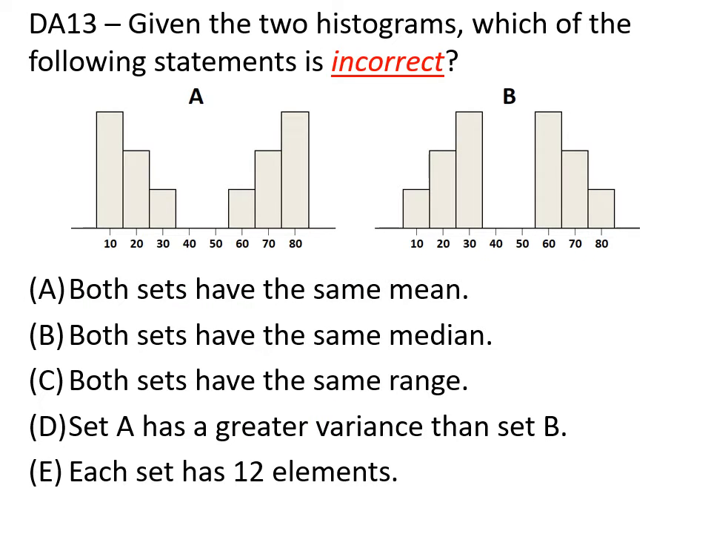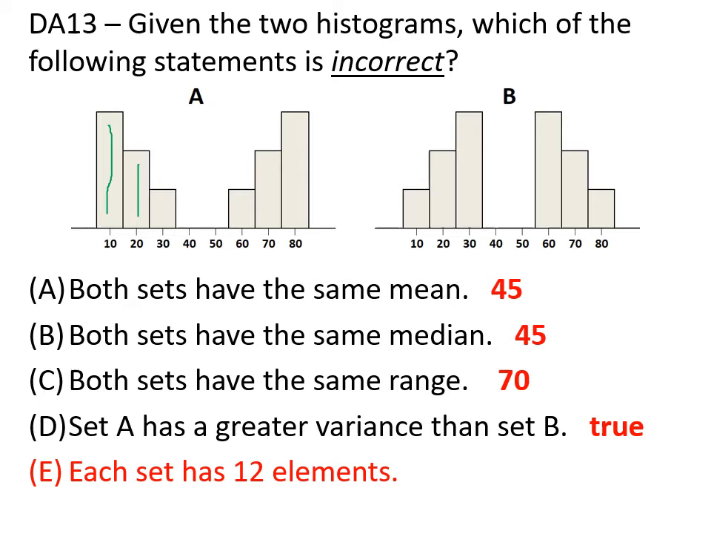All right, DA13: given the two histograms, which of the following statements is incorrect? You might look at those histograms and say, well, we don't really know what the mean and the median are because we don't know what the values are specifically in each of the bars. But in this case, we do. This is not your typical histogram. These histograms are centered on particular values. So the values in this bar are all 10, and the values in this bar are all 20.